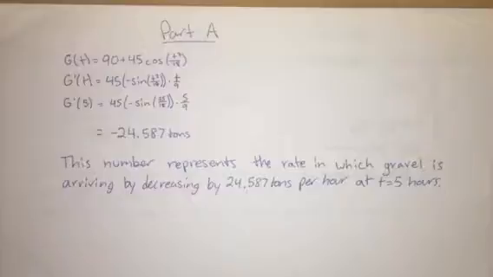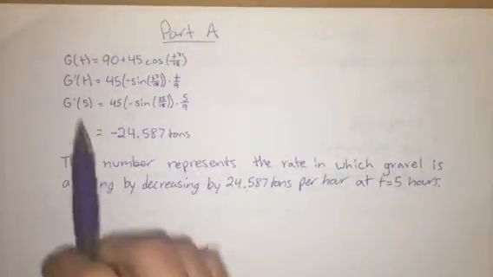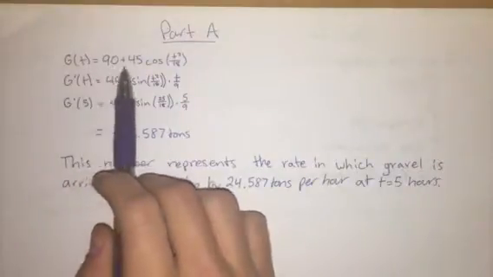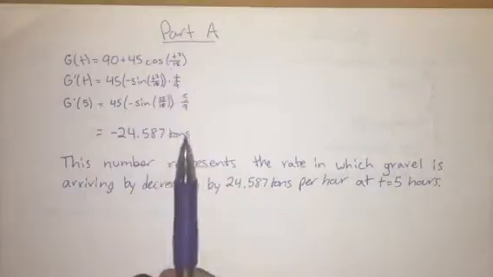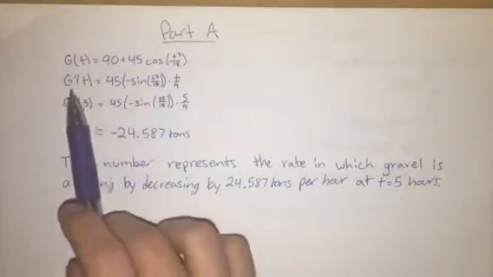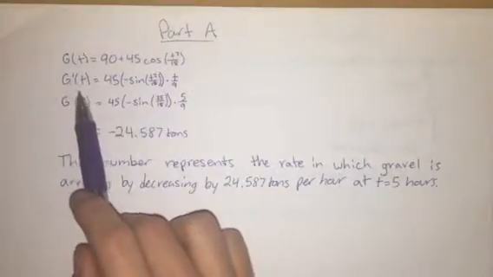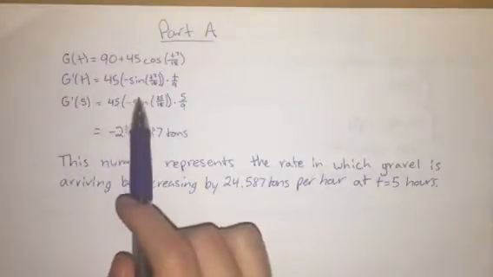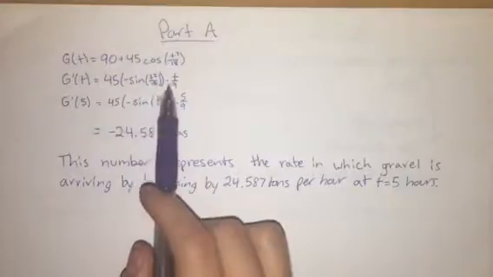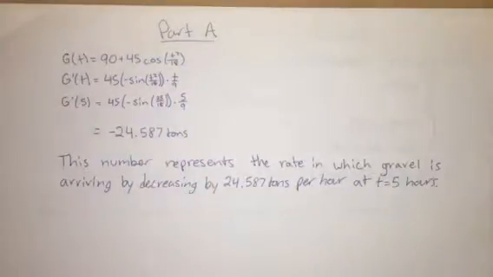Part A of Question 1 wants us to find g prime of 5 using correct units and interpreting our answer in the context of the problem. It is given that g of t equals 90 plus 45 cosine of t squared over 18. Then we find the derivative of this, which is g prime of t, which equals 45 times negative sine of t squared over 18 times t over 9.